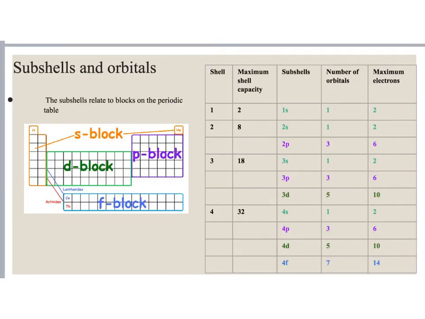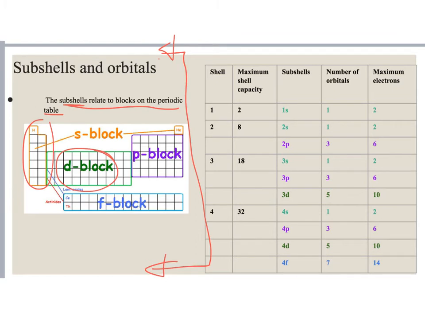So what we've got going on here, and you might just want to copy this bit on the left hand side, is that the subshells actually relate to different blocks on the periodic table. So we've got the S block on here where the metals are, then we've got the D block, the transition metals, and then the P block, which is non-metals, and then we've got F block down here. So they are relating to different subshells.